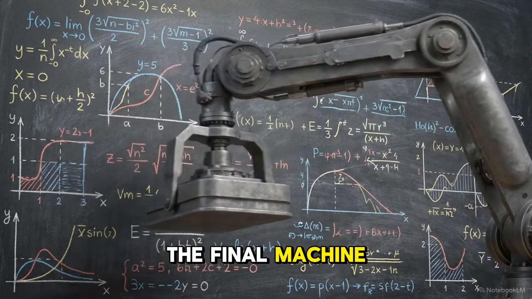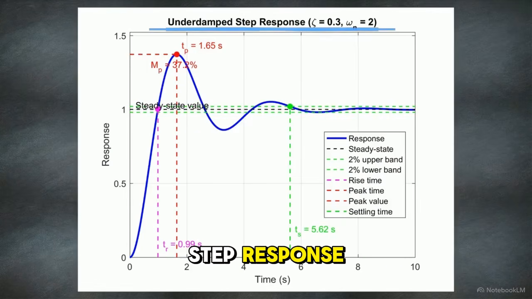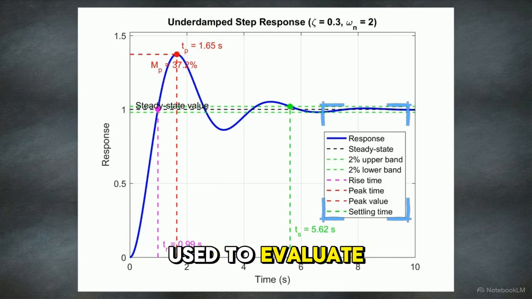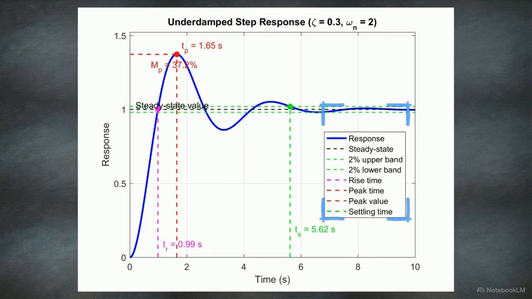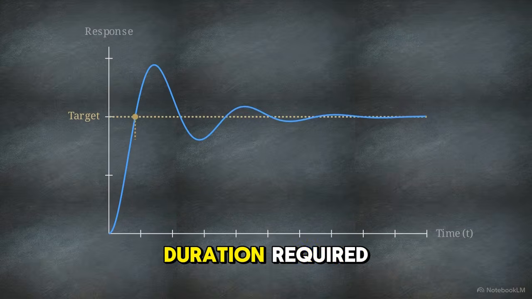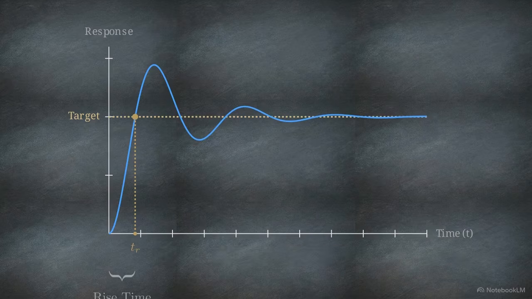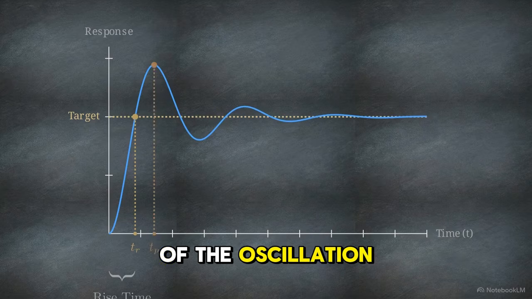By pulling a dominant pole further into the left half-plane, an engineer directly controls both the stability and speed of the final machine. This annotated plot captures an underdamped step response and provides the precise time domain metrics used to evaluate actual system performance. First is the rise time, TR. This defines the duration required for the signal to shoot from a lower baseline to its target threshold for the initial time. The peak time, TP, locates the absolute crest of the oscillation.